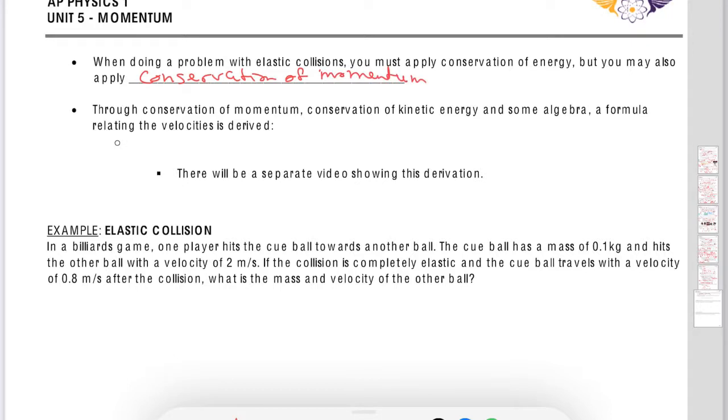Now, this is something you're going to have to memorize: through conservation of momentum, conservation of kinetic energy, and some algebra, you can get a formula that relates all the velocities together. It's simply the velocities of the second object, or whichever way you want to write this, because this is going to be addition. So basically, the sums of the velocities have to equal each other. And it doesn't matter if the masses are different, even if they're drastically different, like a bullet and a block or something like that.